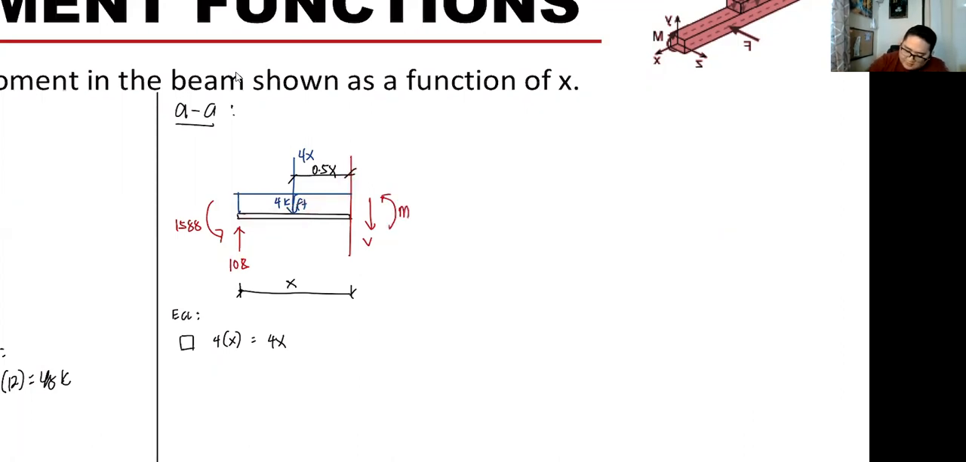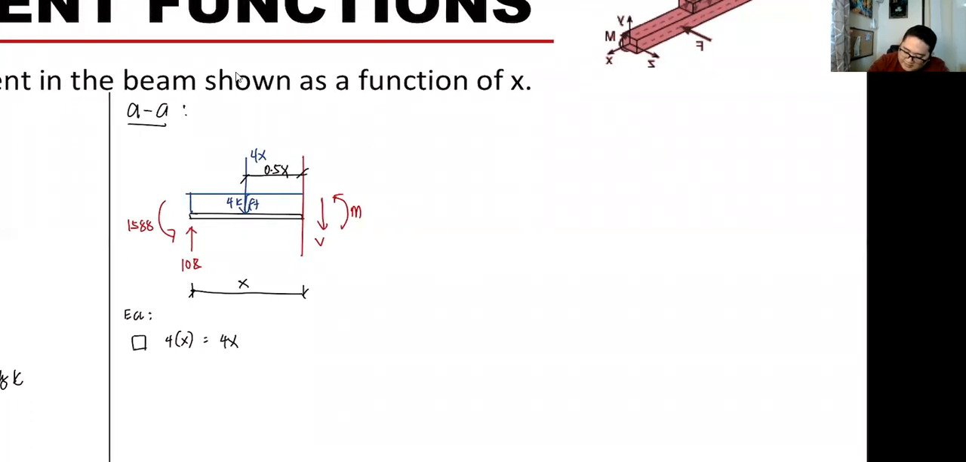Okay? So, calculate lang natin. Summation of forces y is equals to 0. So, wala naman nagbago, no? Same lang din in terms of x lang yung value natin. So, we have 108 minus 4x minus v is equals to 0. O yung v natin is equals to 108 minus 4x. So, this will be our equation for shear.